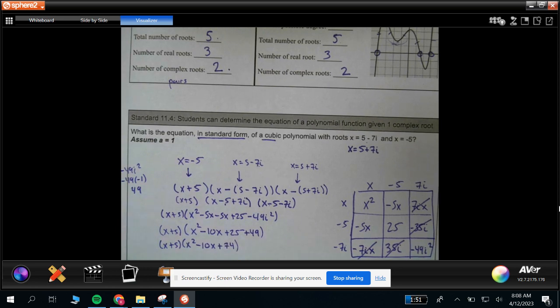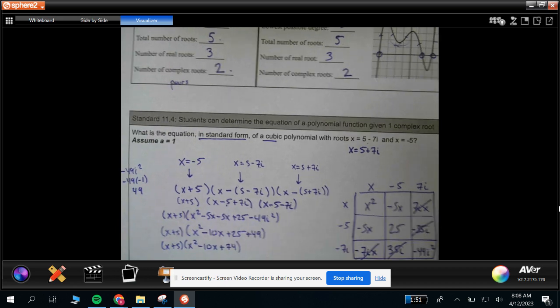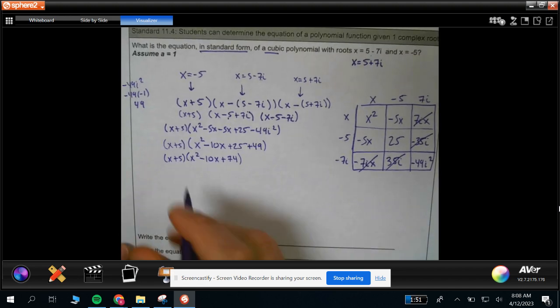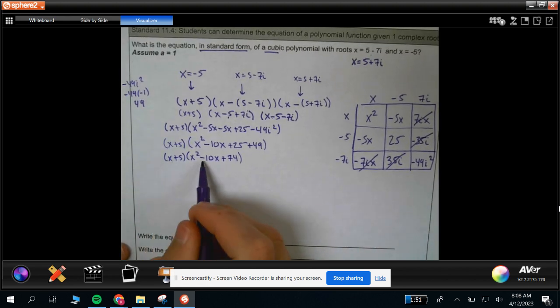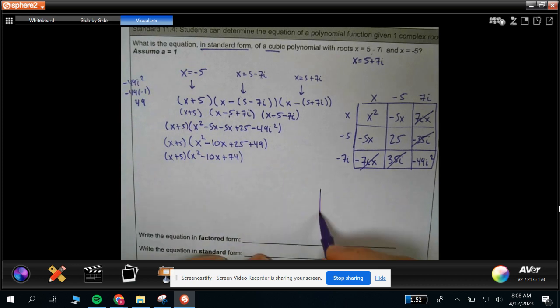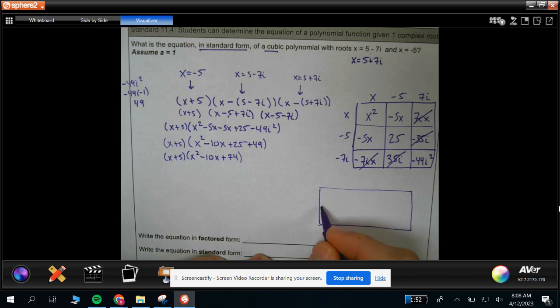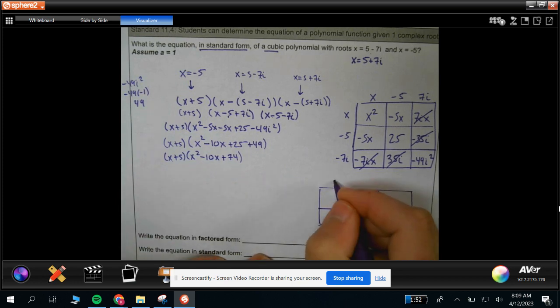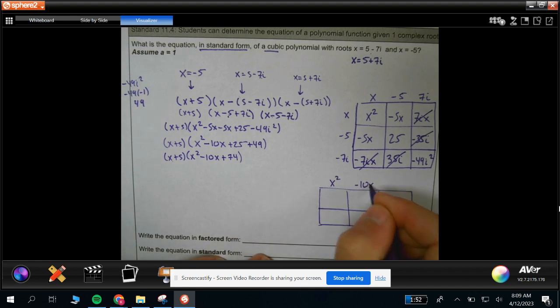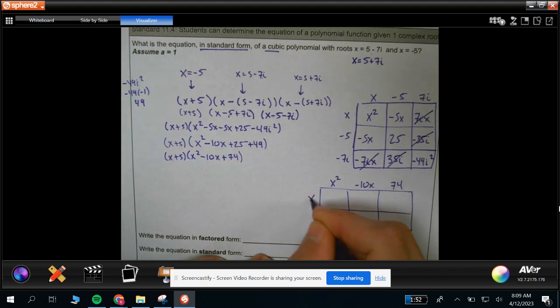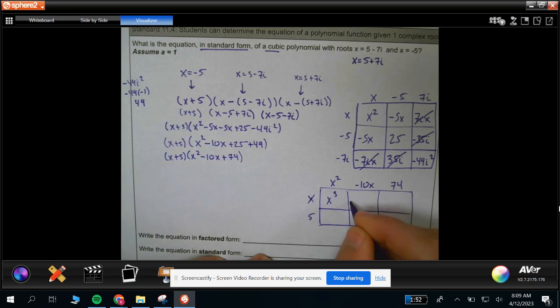I'm not done yet. I want it all the way, not factored at all, fully in standard form, which means I need to multiply this binomial times this trinomial. Let's do it. So here, I like to make my area models really big. Why crunch it? x squared minus 10x plus 74 times x plus 5. x times x squared is x cubed. x times negative 10x is negative 10x squared. x times 74 is 74x.